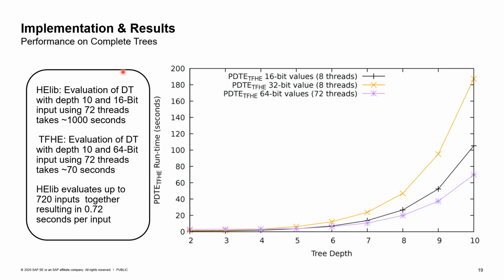So the takeaway from the previous slide was that for evaluating a decision tree with depth 10 and an input with 16 bits and using 72 threads, the computation took 1,000 seconds. For the same decision tree with depth 10 and an input of 64 bits using the same number of threads, TFHE takes 70 seconds. However, HLIP, using the key that we use in our evaluation, can evaluate up to 720 inputs together, which results in 0.72 seconds per input.